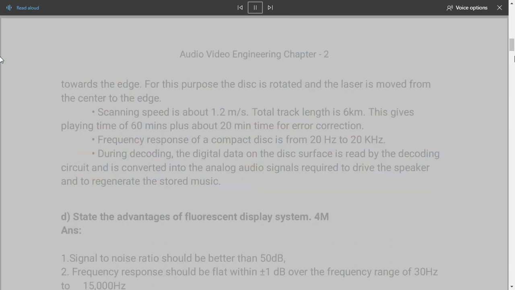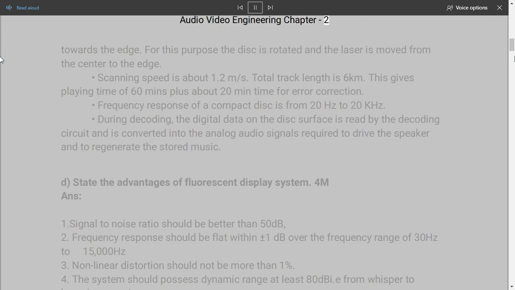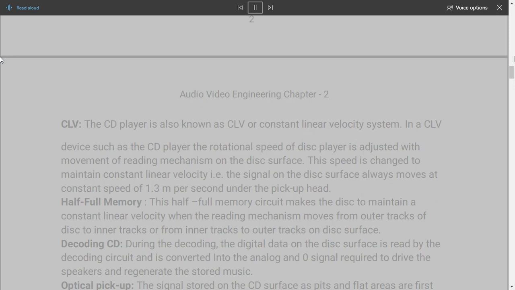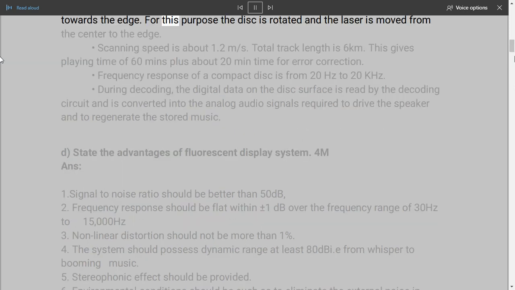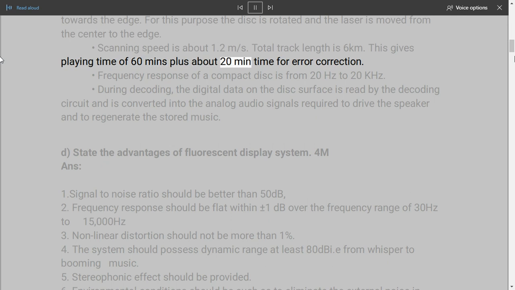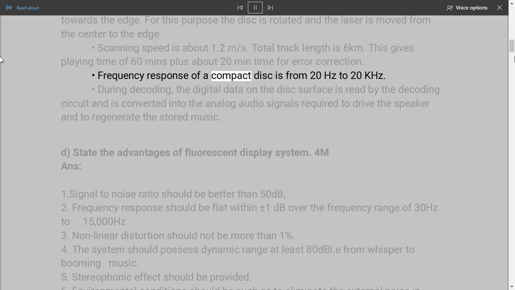Audio Video Engineering Chapter 2. 2. towards the edge. For this purpose the disc is rotated and the laser is moved from the center to the edge. Scanning speed is about 1.2 m/s, total track length is 6 km. This gives a playing time of 60 minutes plus about 20 minutes for error correction. Frequency response of a compact disc is from 20 Hz to 20 kHz.